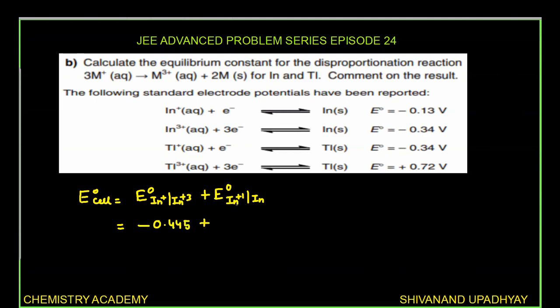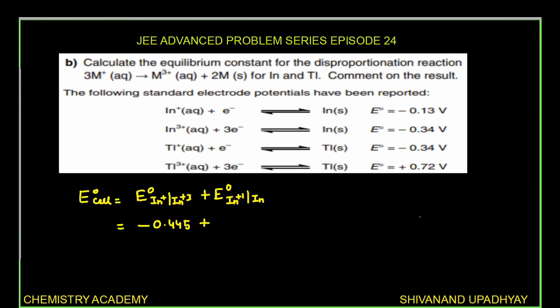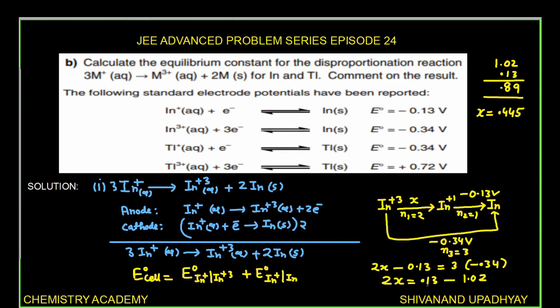And E naught of indium +1 to indium, already we know this value. Indium +1 to indium is minus 0.13 volt. This value is minus 0.13 volt. Here when we are solving, the net value should be negative, right? So we have done a sign error over here. On solving this, we are getting that this value is minus 0.89. So this X is equal to minus 0.445.